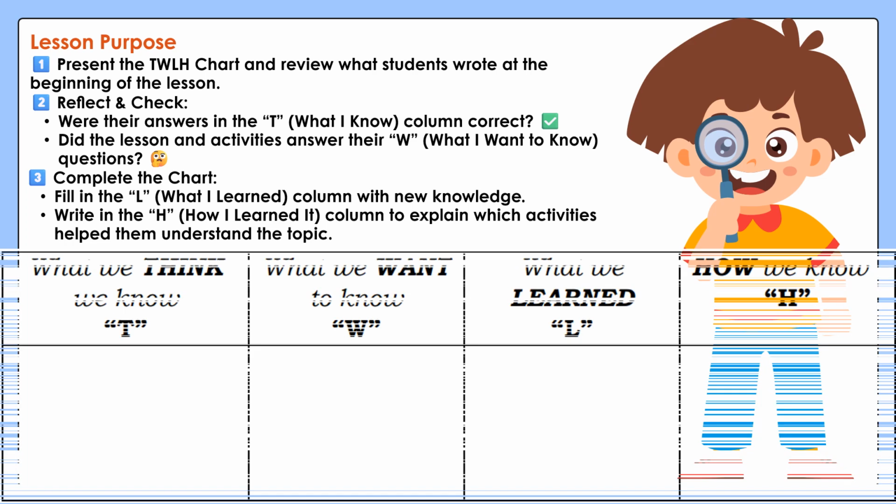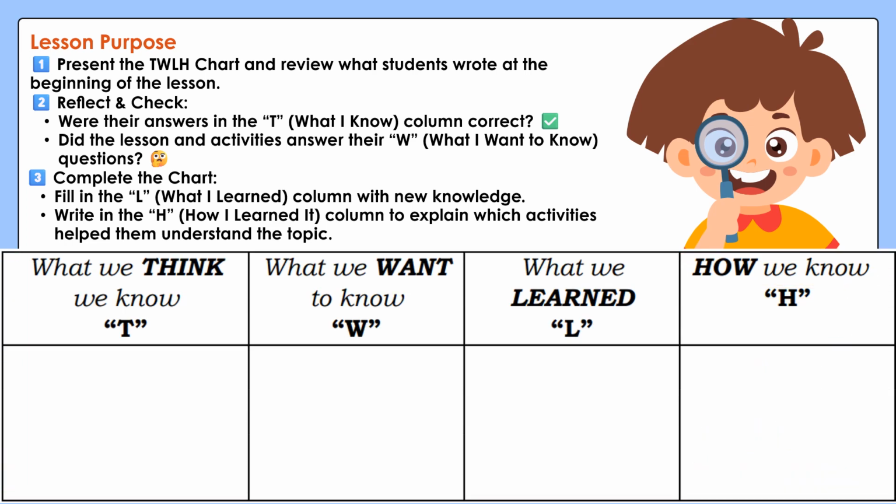Let's have the lesson purpose, present the TWLH chart, and review what students wrote at the beginning of the lesson. Reflect and check. Were their answers in the T or what I know column correct? Did the lesson and activities answer their W or what I want to know questions?